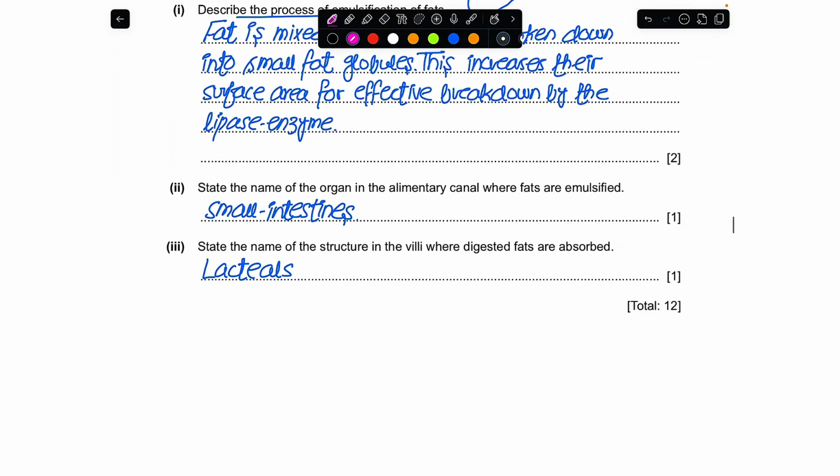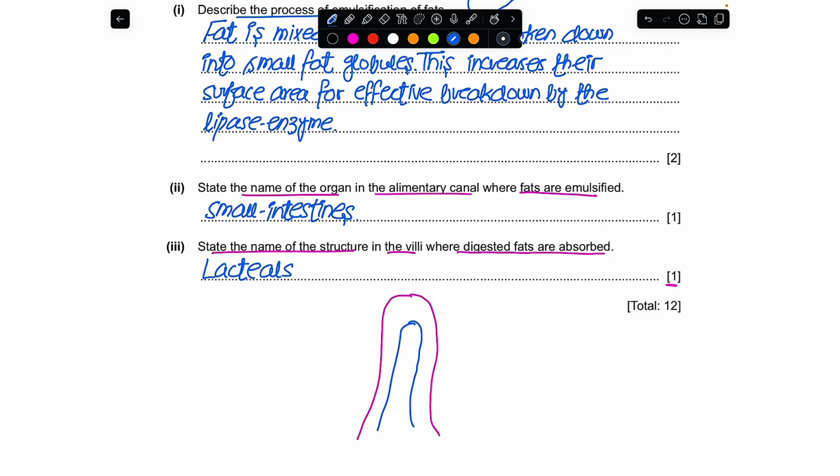The next thing they say is to state the name of the organ in the alimentary canal where the fats are emulsified. This is initiated as well as completed within the small intestine. For the last 1 mark, they want you to state the name of the structure in the villus where the digested fats are absorbed. If we are absorbing the products of the fat digestion, at the center of the villi we have a specialized lymphatic vessel, and that is the lacteal.